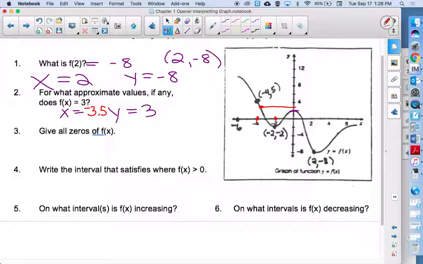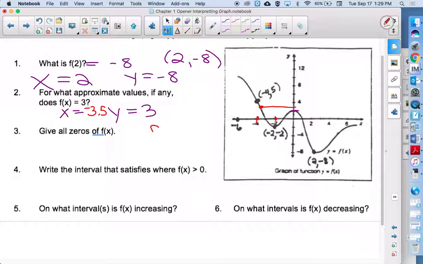So the first one, you know x, you're finding y. The second one, they give you y, you're finding x. So the notation is similar, you're just missing a different piece. The third one uses the word zeros. So you have to remember what a 0 means. Emma, what does it mean if you're finding a 0?